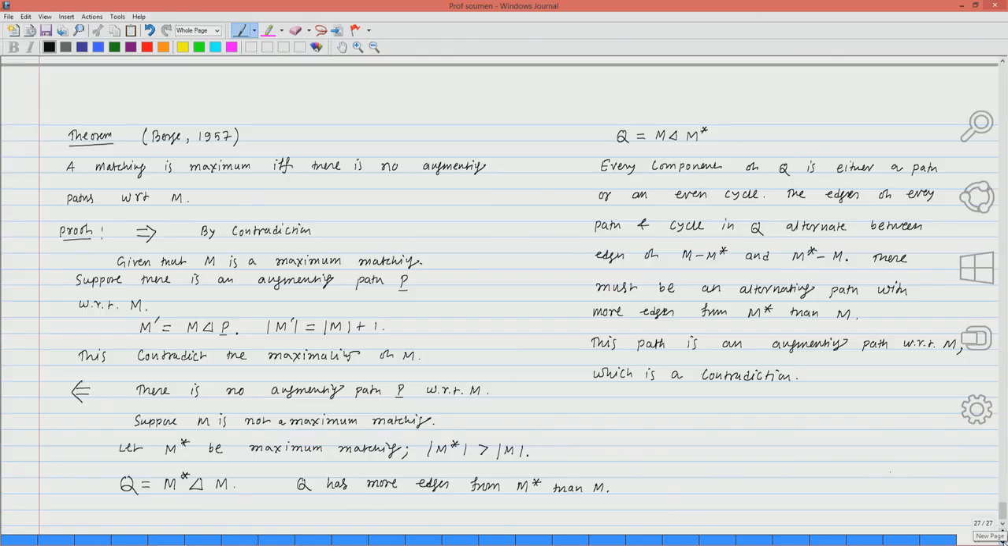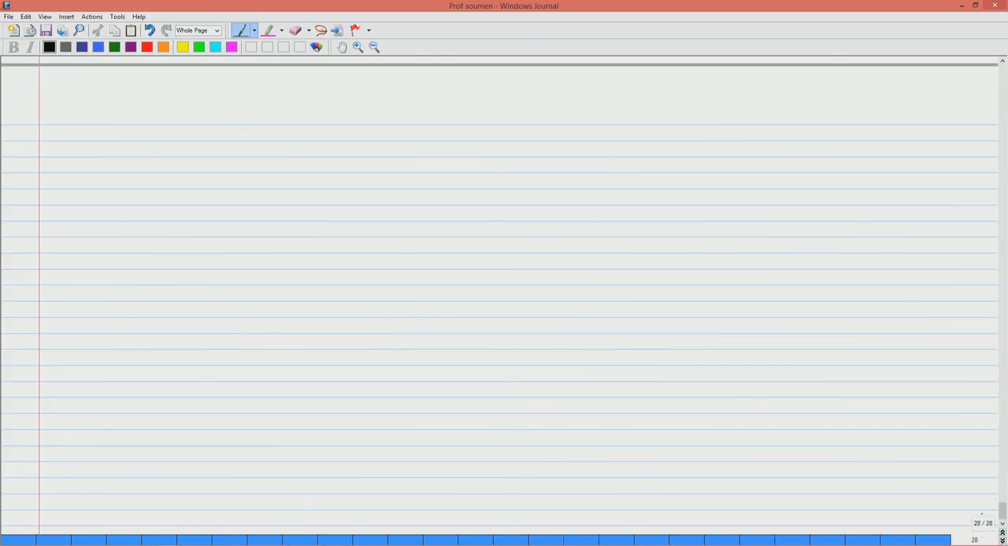Well, so we have some time now. So, we will prove one problem which is not related to the maximum matching maybe. So, let me consider this problem.